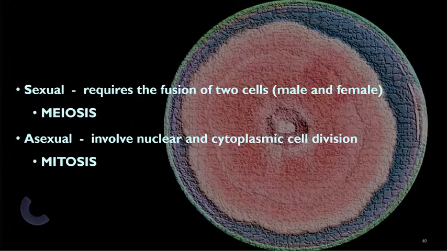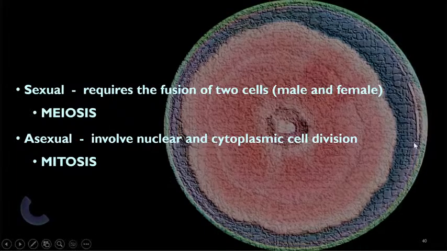And for the asexual life cycle, it's more or less as I mentioned before, self-reliant organisms, and they rely on mitosis only. So please don't forget, if it requires both male and female chromosomes, the cellular division that occurs is meiosis.